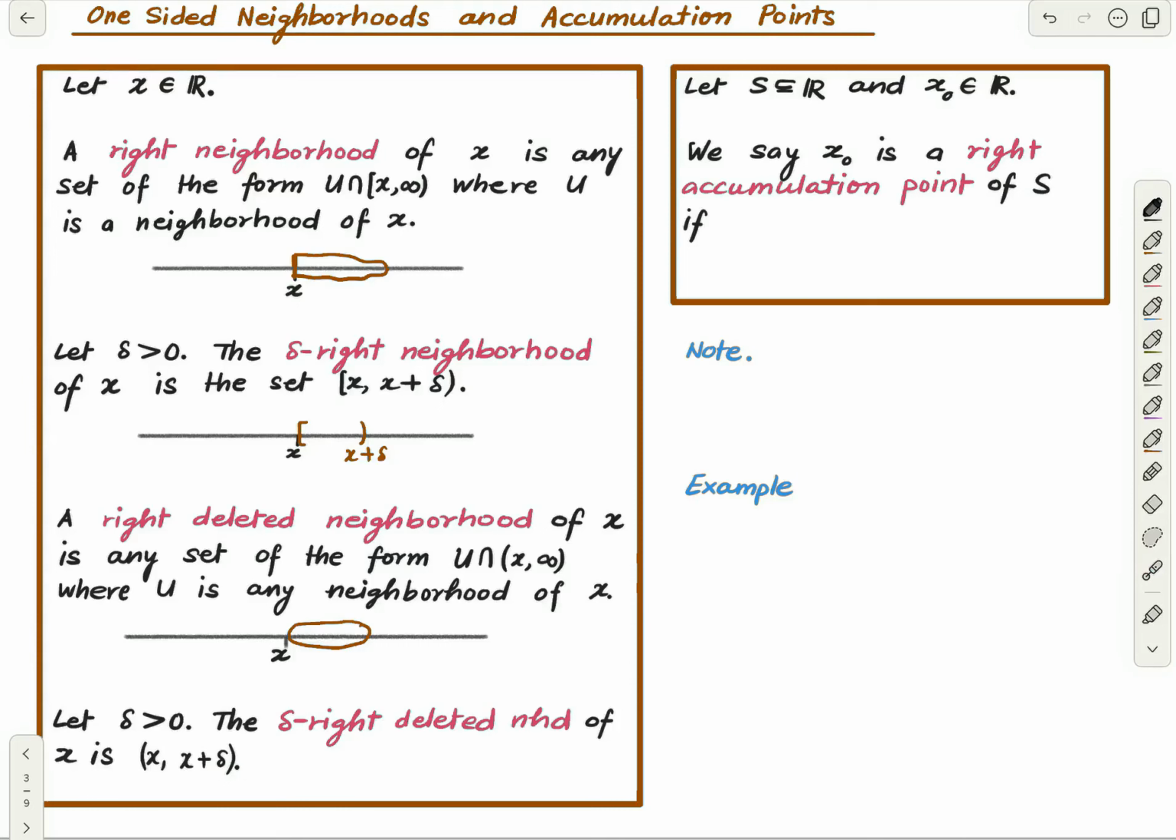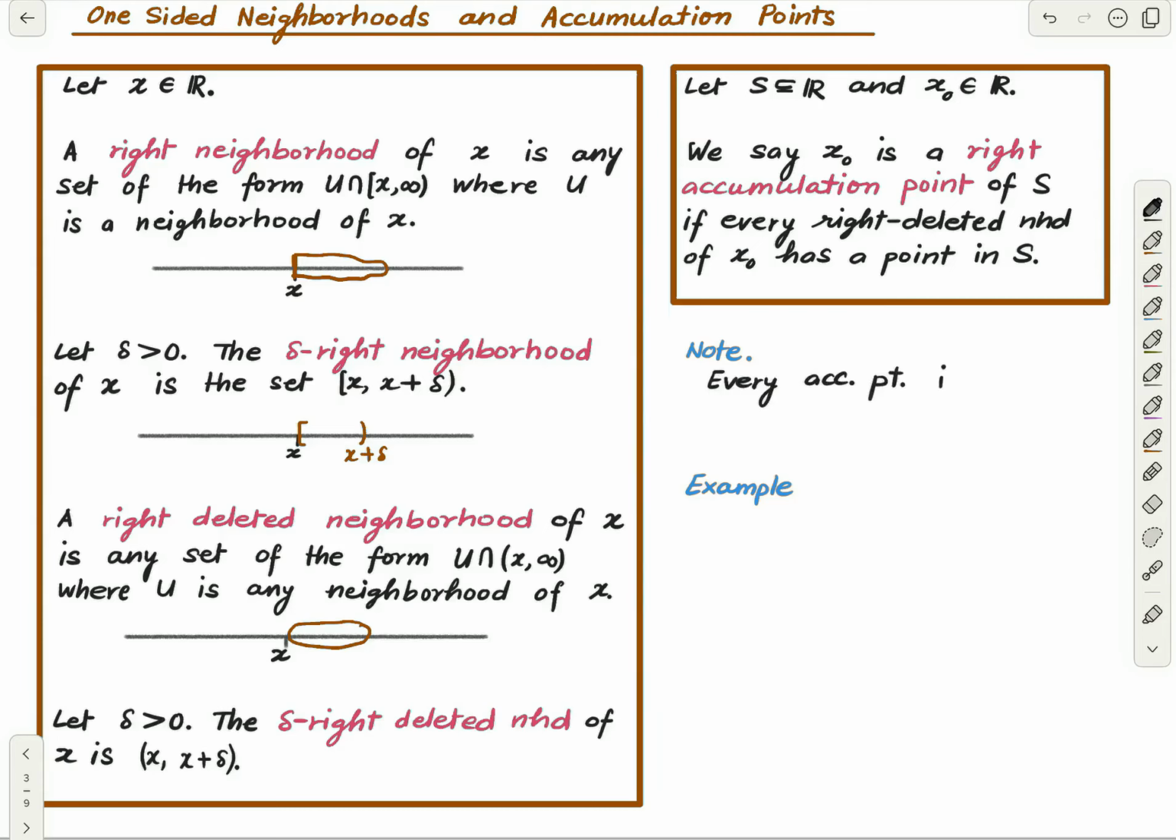We say x naught is a right accumulation point of S if every right deleted neighborhood of x naught has a point in S. If you understood the definition of an accumulation point discussed a couple of lectures ago, this shouldn't cause any problem. And now note, a trivial remark: every accumulation point of a set S is also a right and a left accumulation point. What am I saying? Every right accumulation point is an accumulation point? This is completely wrong.